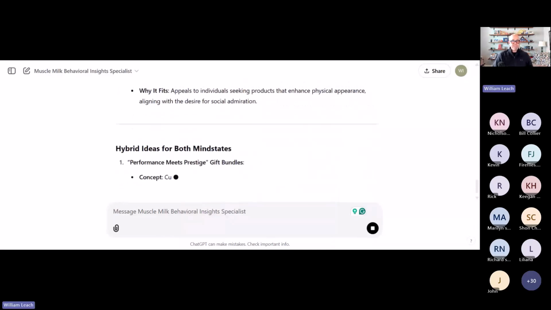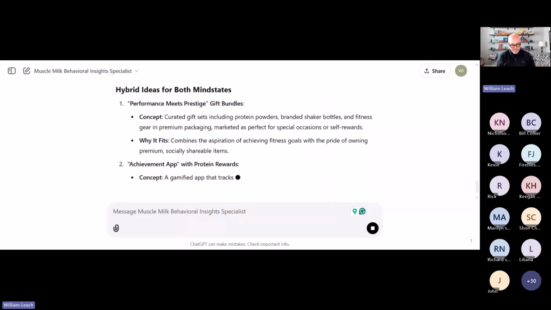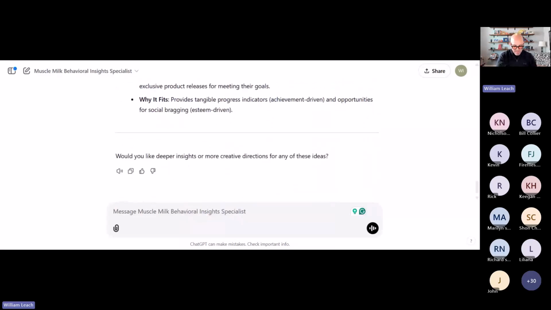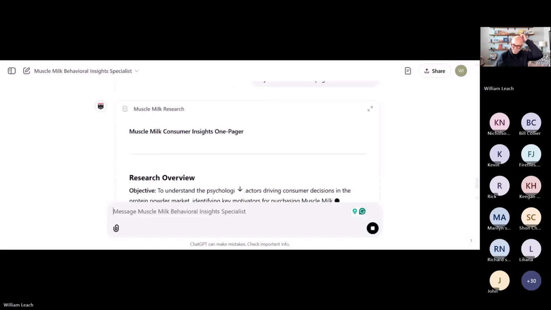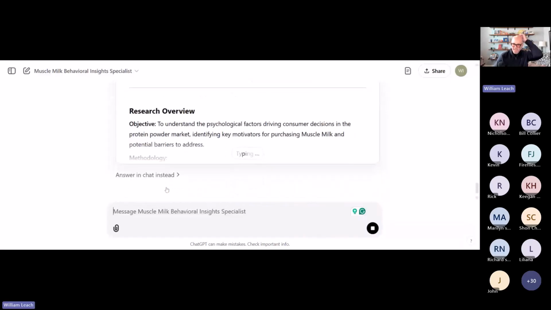But what happens if your boss is asking you, hey, what are the key findings you got out of this MindPath study? You could write that in there. You could go to this agent and say, my boss needs a one-pager of the research. And let's see. So here it is. It's giving you a quick one-pager.